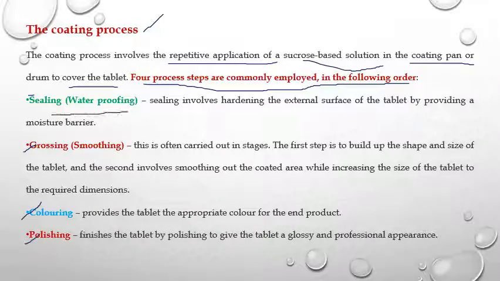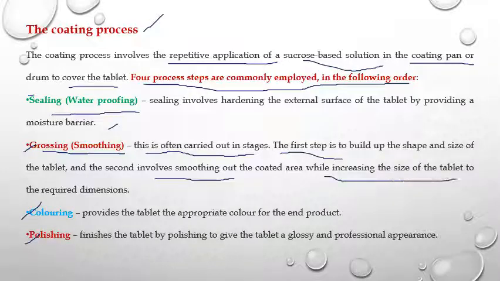In the sealing, which is also known as waterproofing, sealing involves hardening the external surface of a tablet by providing a moisture barrier. Second one is glossing, or we also know this as smoothing. This is often carried out in stages. The first step is to build up the shape and the size of the tablet, and the second involves the smoothing of the coated area, while increasing the size of the tablet to the required dimensions. Third one is coloring. Provide the tablet the appropriate color for the end product. Polishing. Finish the tablet by polishing to give the tablet a glossy and professional appearance.